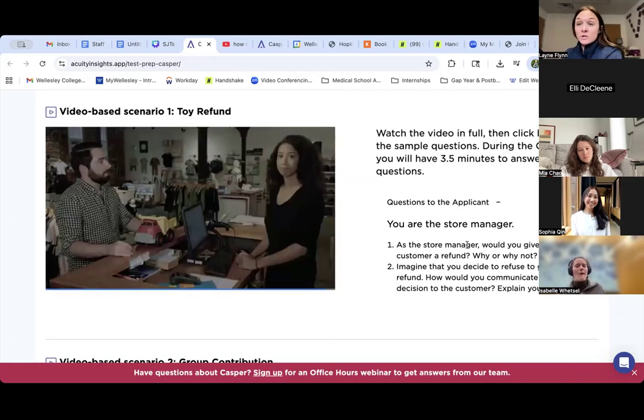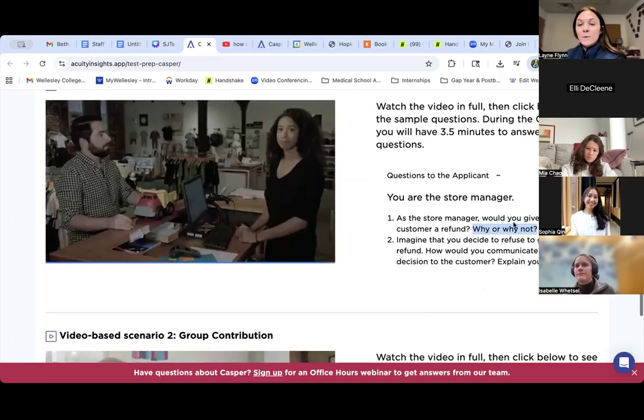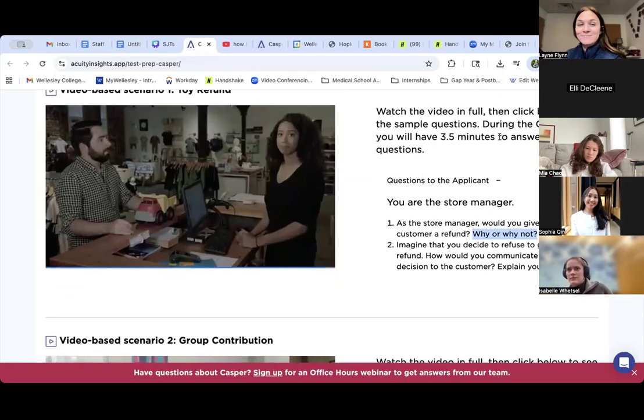So as a store manager, you're the store manager, right? They're giving you your position, your role. Would you give this customer a refund? Why or why not? And what I want to highlight here is the why or why not. So the folks that are grading your Casper responses really want to know the why. They want you to have reasoning more than just a solution or answer. So you really want to emphasize in your short amount of time writing your why.